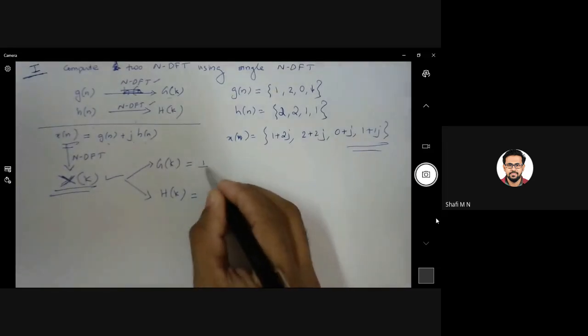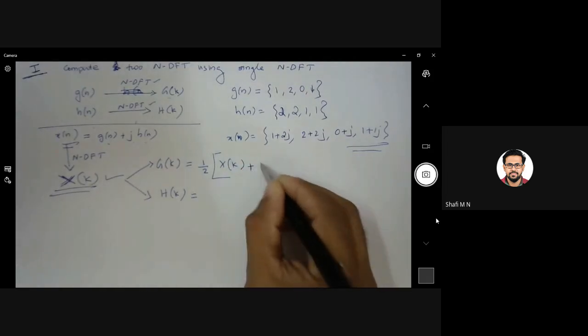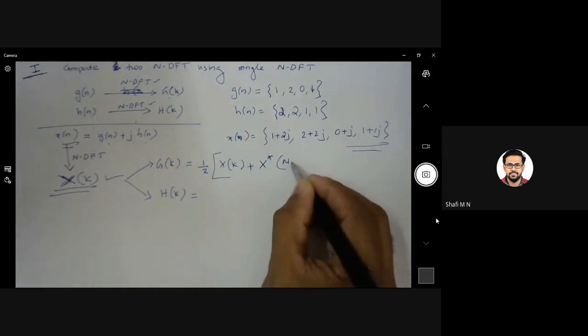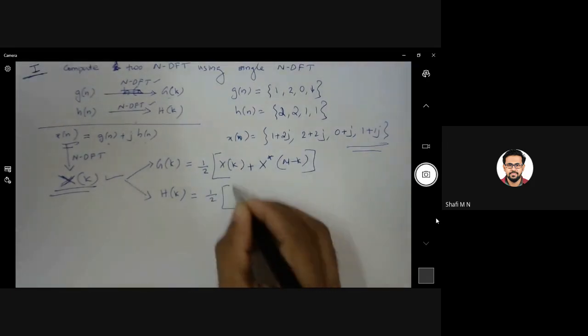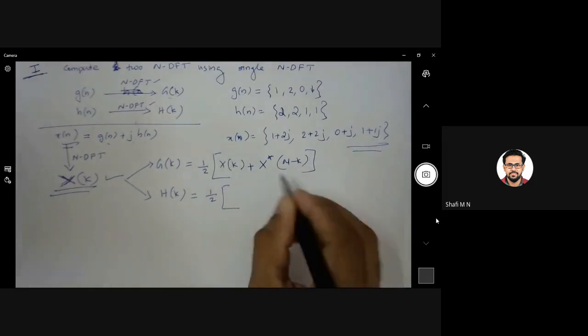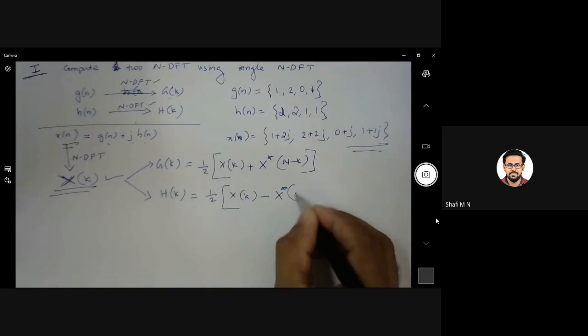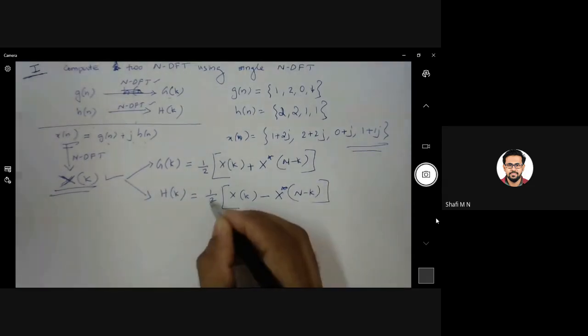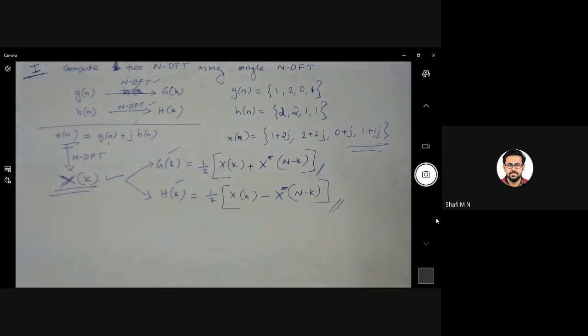So you have to learn this equation by heart. G of k is 1 by 2 into X of k plus X conjugate of n minus k, and H of k is 1 by 2j into X of k minus X conjugate of n minus k. So you can use these two equations to get G of k and H of k. So this is an easy method, or a method where you can save time. That's what we are looking at in this thing.